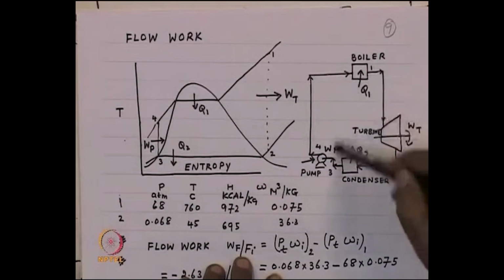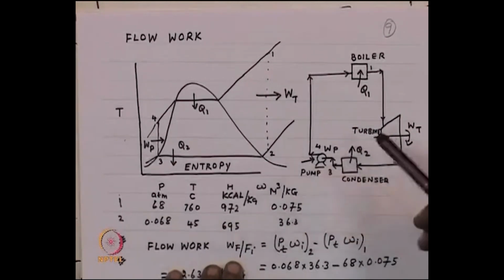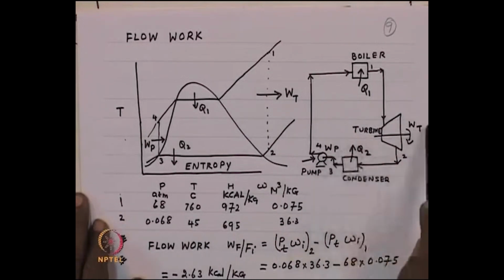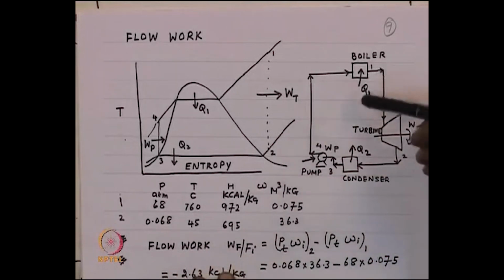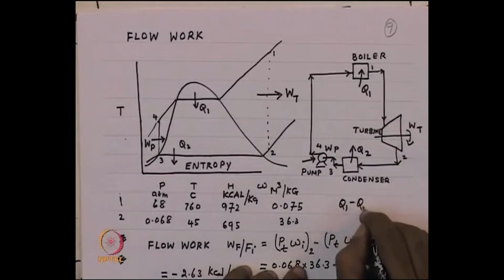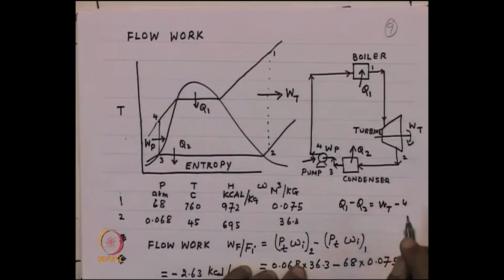So, this Q 1 minus Q 2 must appear as work. We have here W t, the work of the turbine, and W p, the work in the pump. Therefore, W t minus W p is what you will be able to produce in this system, where you put in Q 1 of heat input and Q 2 of heat output. So, under ideal conditions, Q 1 minus Q 2 is equal to W t minus W p, sorry.